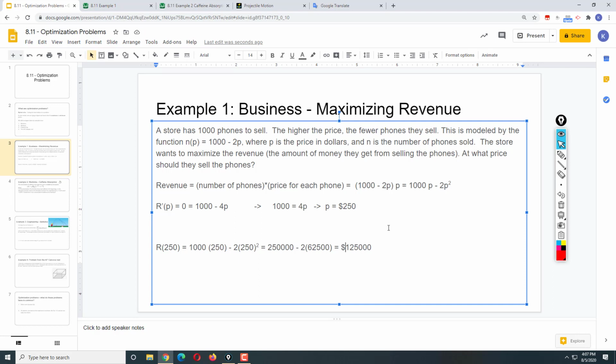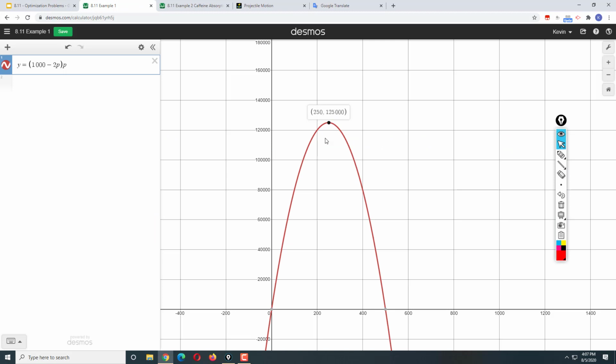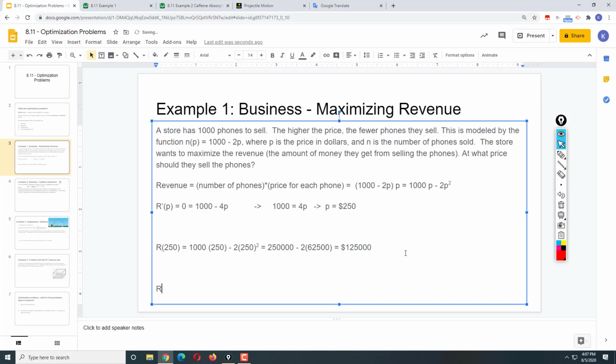So all we really did was we wrote our function, took the derivative, set it to 0, and found our maximum. Now, of course, this could have been the minimum, but we know from a graph that it is the maximum. If you really want to be sure on the AP test, you can take the second derivative. The second derivative is minus 4, which is always negative. Doesn't matter what p is. So by the second derivative test, we know that p equals 250 is a maximum point. Okay.